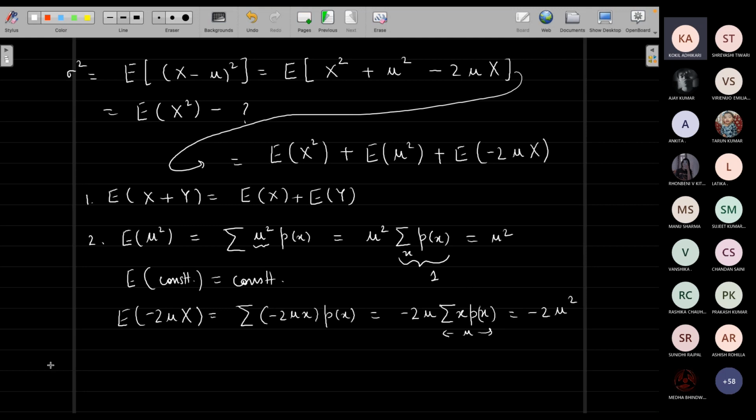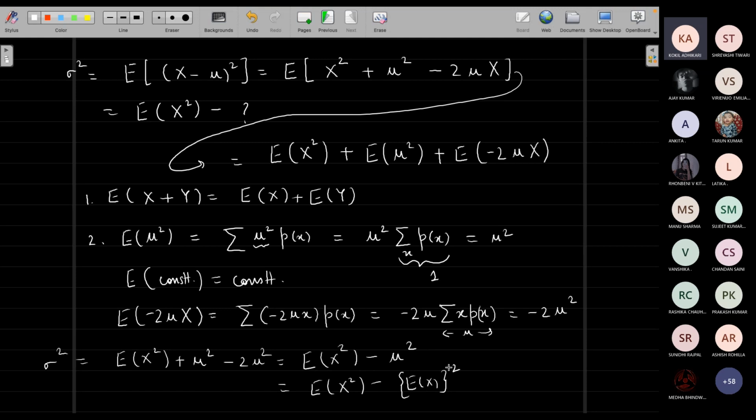So what will our sigma square be in that case? Let's look at the expression. We have E of x square plus mu square minus 2 mu square, which is equal to E of x square minus mu square, or sometimes it is also written in the books as E of x square minus the expectation value of x, whole square. So this is another common expression which we use for the variance, rather than directly using the mean square deviation.